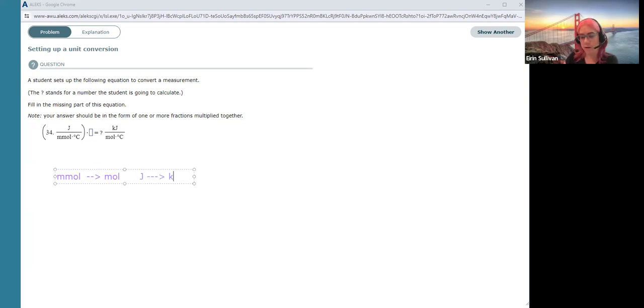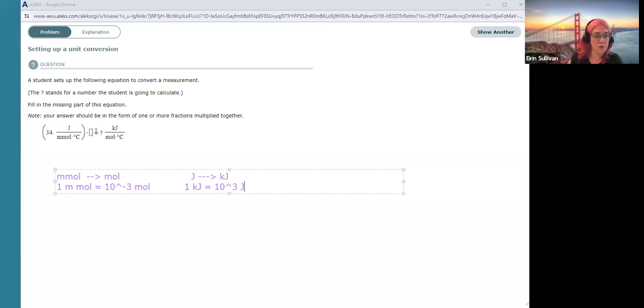So gather together your unit conversion factors, okay? We know milli is 10 to the minus 3. So 1 millimole equals 10 to the power of minus 3 moles. That's one equivalency. And between joules and kilojoules, we know that 1 kilojoule equals 10 to the power of 3 joules. This is why it's so important to know your SI base unit prefixes.